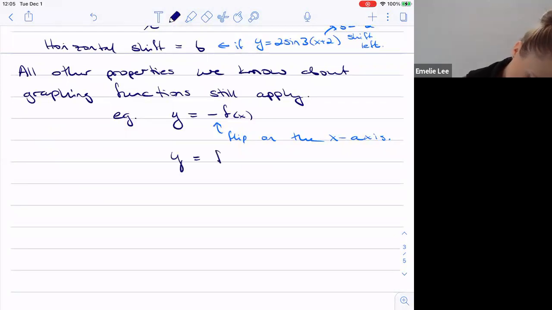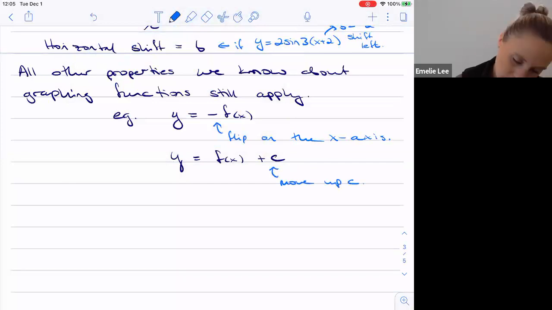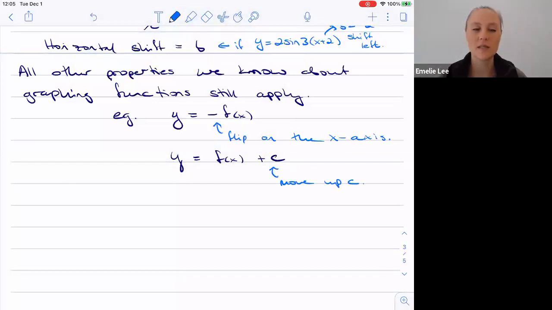And if you have y equals f of x plus, trying to think of a letter, a is taken, b is taken, plus c, right? Move up c. Then you just shift everything up by c. So those things still apply, and we're going to ignore them because we're going to do our graphing in Desmos, but it's good to keep in mind and say, oh, that's why it looks weird. It's because I flipped on the x-axis, for example. So we still need to keep it in mind, but it's not something I'm going to hound you on.